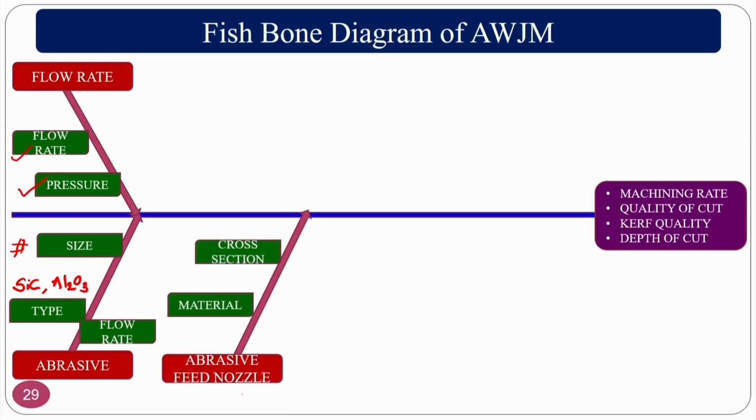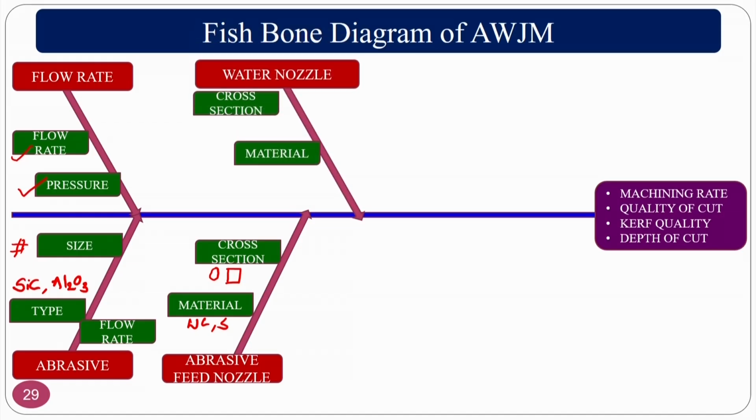So, the abrasive feeding nozzle material, as I said, whether it is tungsten carbide or sapphire or something, will decide the life of the nozzle, and the cross section, whether it is a circular cross section, a rectangular or a square or something, you can decide. And the cross section of the water nozzle also plays a major role, and its material, and since here also you can go for less harder materials.